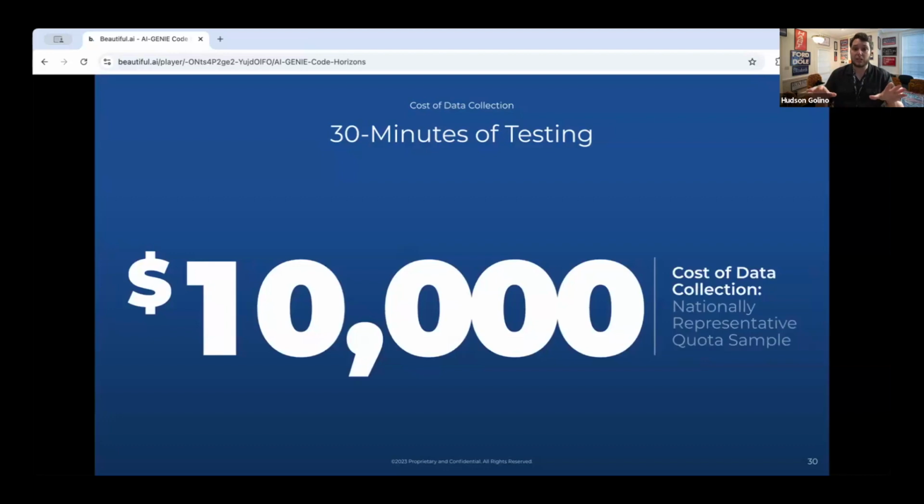So 30 minutes of testing for a nationally representative quota sample using systems like Prolific or Bilendi, which are companies that I use when I'm doing data collection, will cost you around $10,000. So that's a very short amount of time, only 30 minutes of testing. 1,000 individuals, nationally representative quota sample, will cost you $10,000.